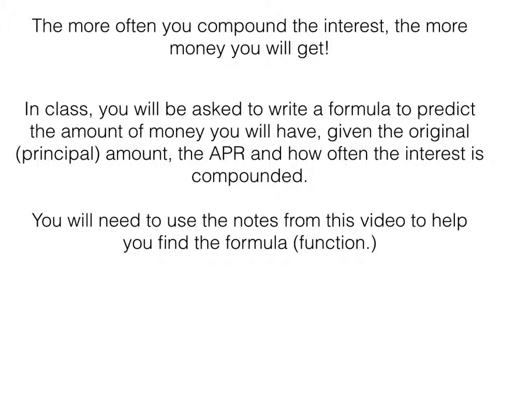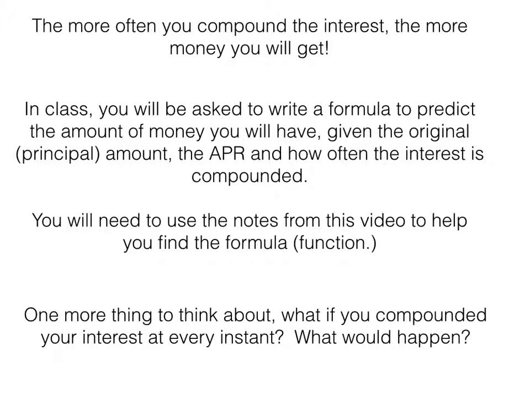In class, you're going to be asked to write a formula to predict the amount of money you will have given the original, which we call the principal amount. When you're given the principal amount, the APR, and how often the interest is compounded, you should think about what that formula should look like. You could even probably figure it out right now. You'll need to use the notes from this video to help you find the formula. In other words, you need to write a function. The notes in this video will help you do that.